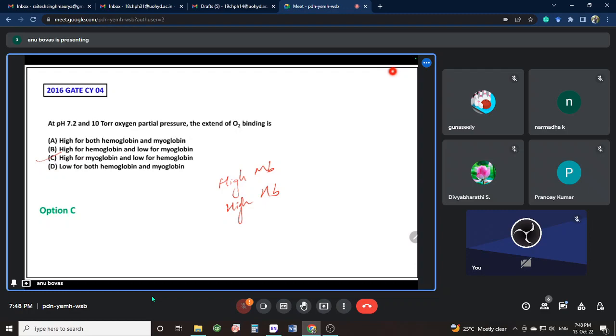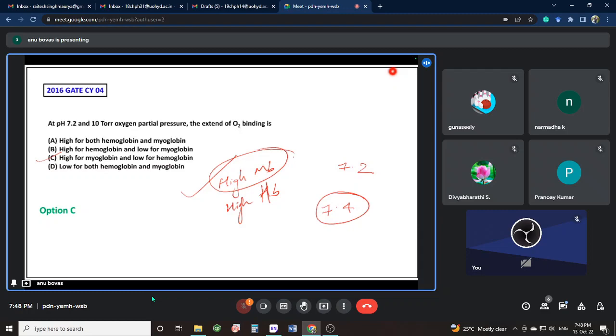Now we have to consider pH. One more factor is the pH 7.2. Since myoglobin is pH independent, we should not consider anything regarding the pH. This stays high. Now we have to consider hemoglobin. The normal human body pH we saw earlier is 7.4, which is optimal for hemoglobin. Now the pH is 7.2 given in the question.